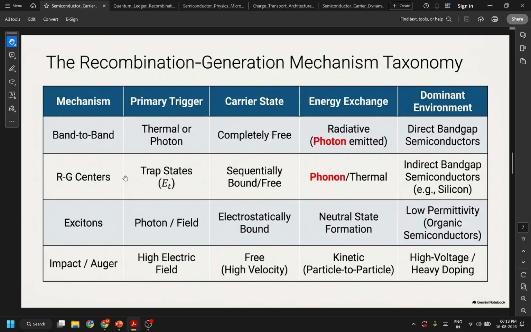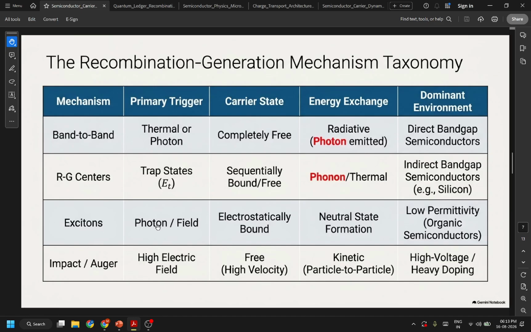Then RG centers are due to trap states and they are sequentially bound and free. Within the trap state, the electrons and holes are bound, but within the bands they are free, and they generally exchange energy using phonons or thermal energy, and they are dominant in indirect bandgap semiconductors such as silicon.